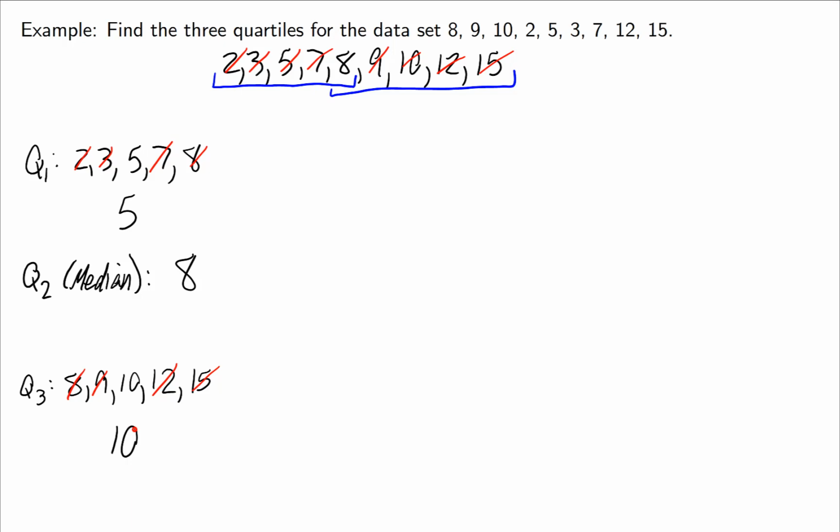Again, start by finding the median, break the data into halves using the median twice if need be, and find the median of those two pieces to give you your three quartiles.